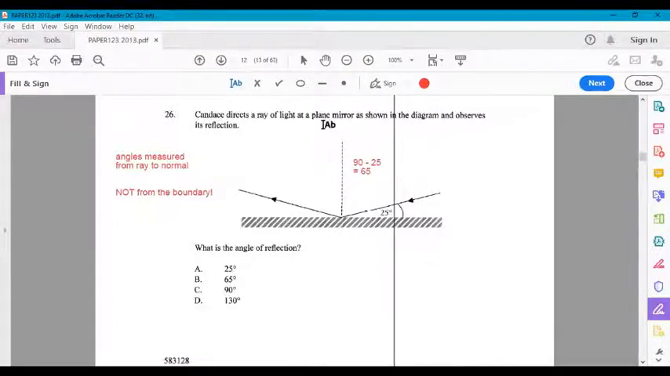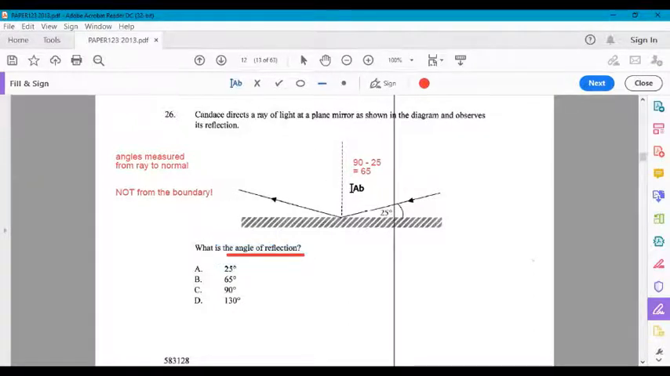And what do we ask for? That's not the only thing that we need to look for. So if we know this angle, is this good enough? Are we done? What do we ask for? We're asked for the angle of reflection, okay?